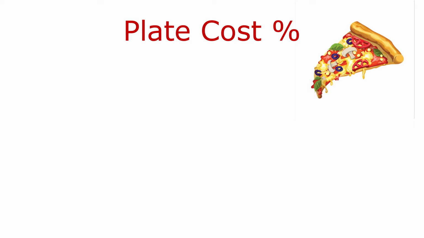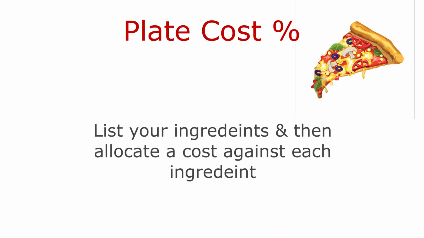So let's move on and use an example. Let's say one of your menu items is a delicious 6-slice pizza, which I could really do with right now. Well, first of all, you'll need to identify what ingredients are going into the pizza. And once you have your list of ingredients, you will then need to allocate a cost against each of the ingredients being used to make the actual pizza.